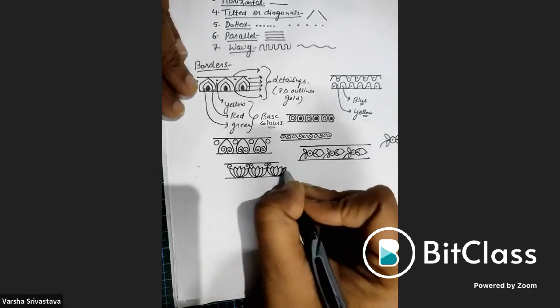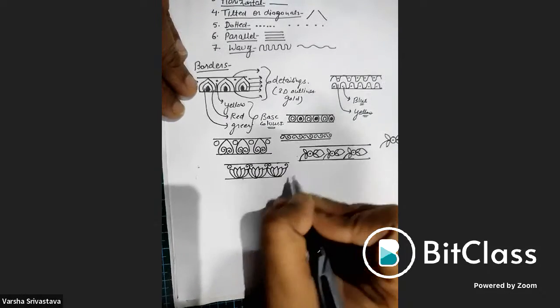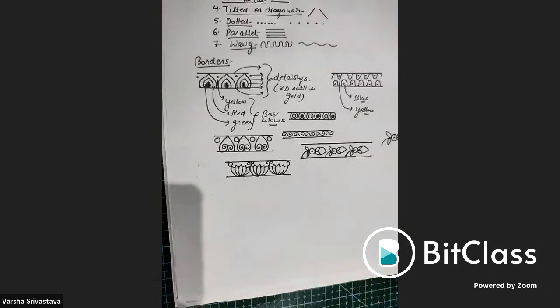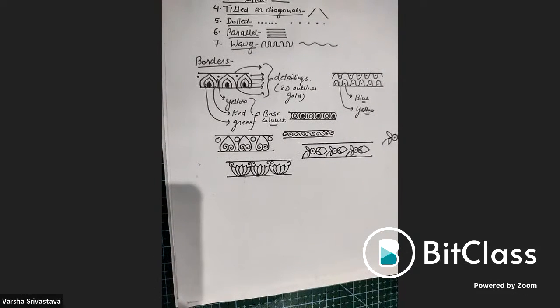Then again one petal, two petals each side, and then the spirals. My spirals and my lotus are touching each other. It's not compulsory. You can just make them separately as well. No problem. Okay. So this is the lotus pattern.